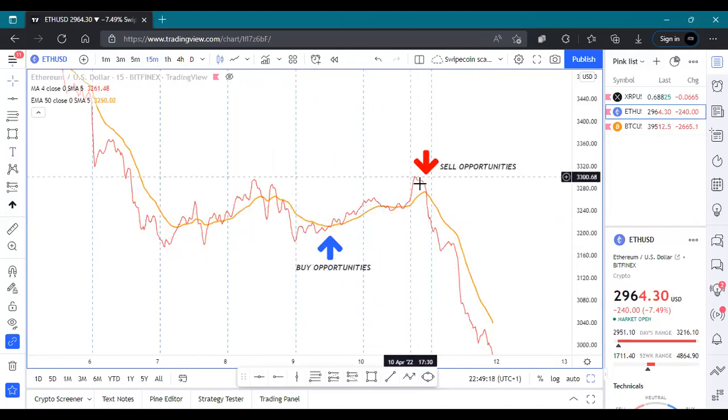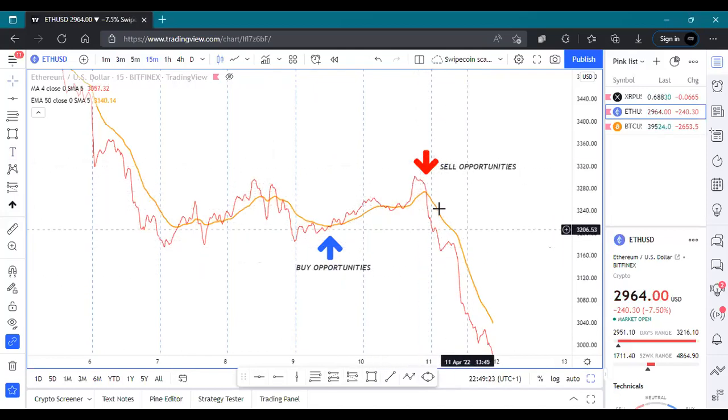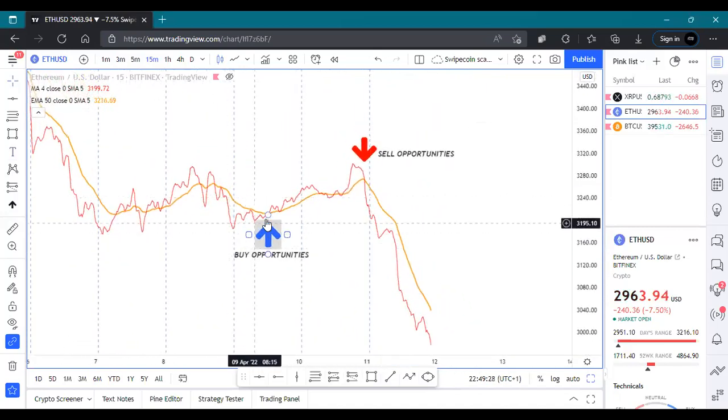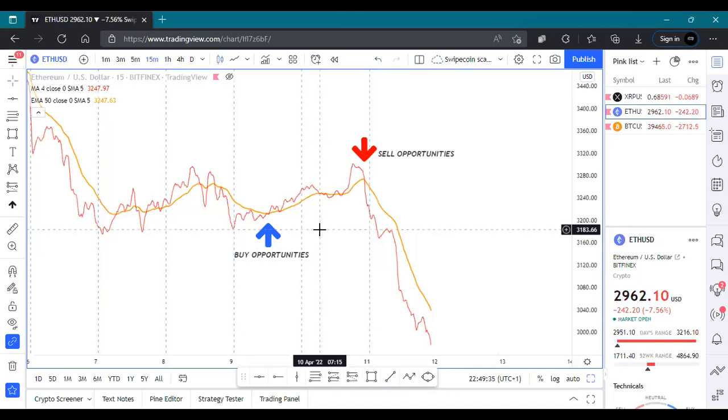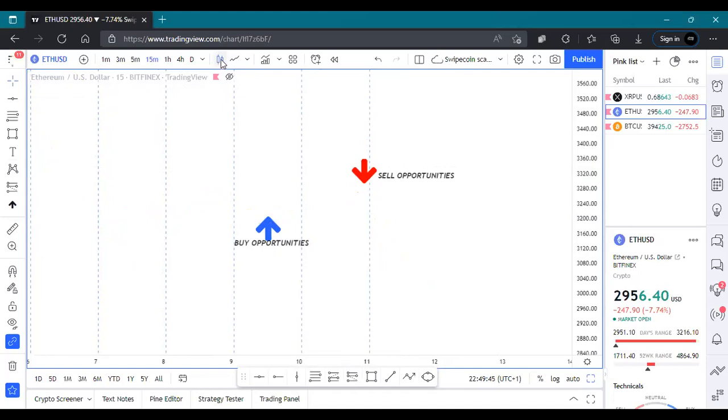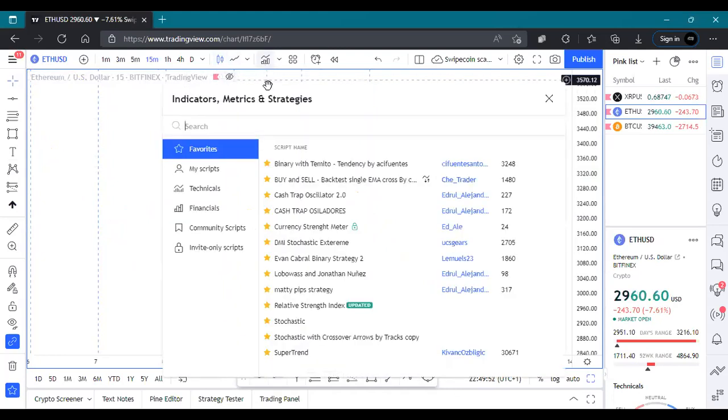So this is what I was using. Whenever I saw the red, the 4 EMA, crossing the 50, I just knew that okay, I'm supposed to be looking for sells. Whenever I had the EMA cross up the yellow, I had to start looking for buys, right? So basically, this is what I was doing before until I found out something even much better. So the indicator is this. Let me actually look for it. I think I have it saved.